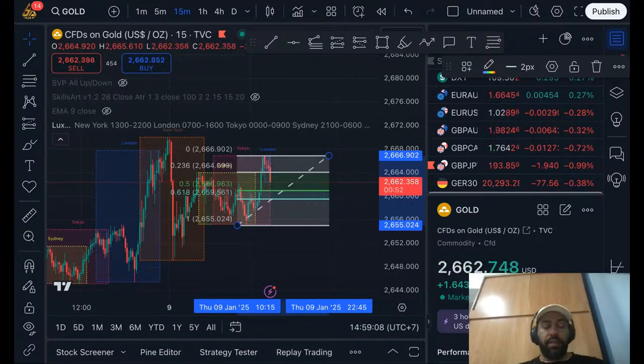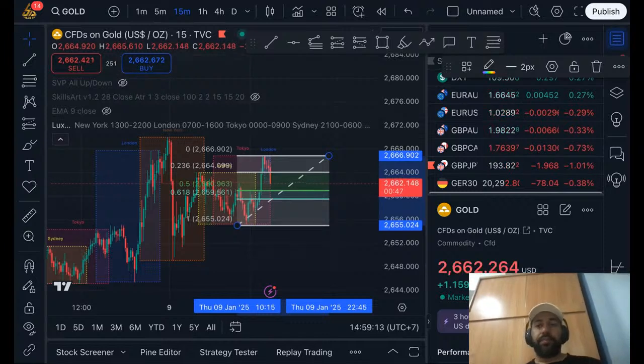All right. So far it's going well. Let's see if it will touch the 50% Fibonacci.